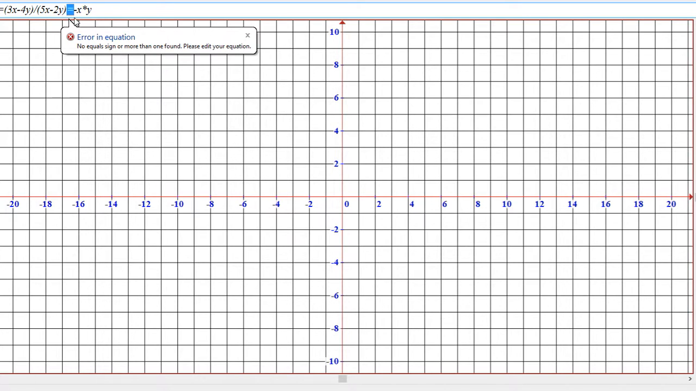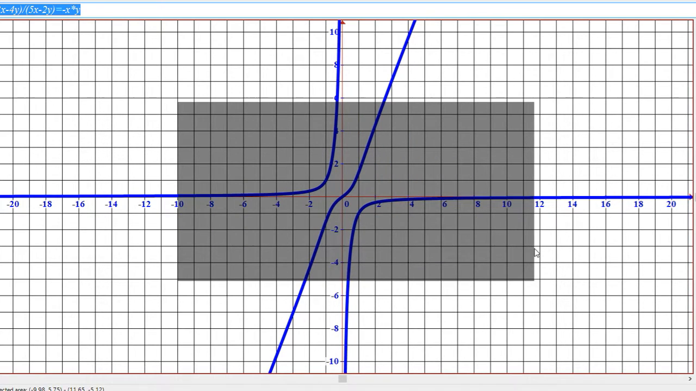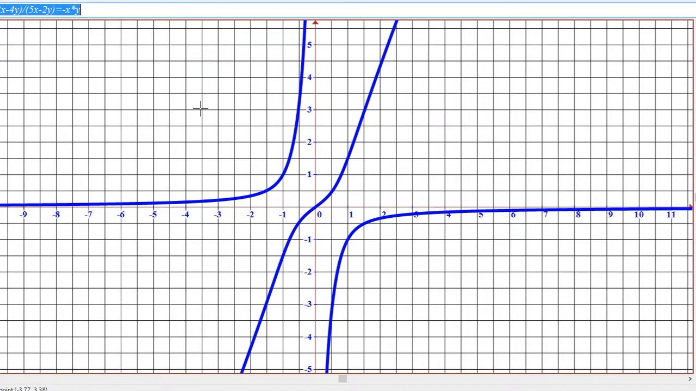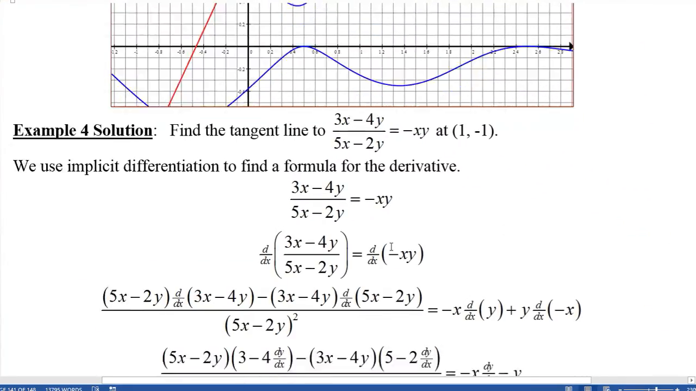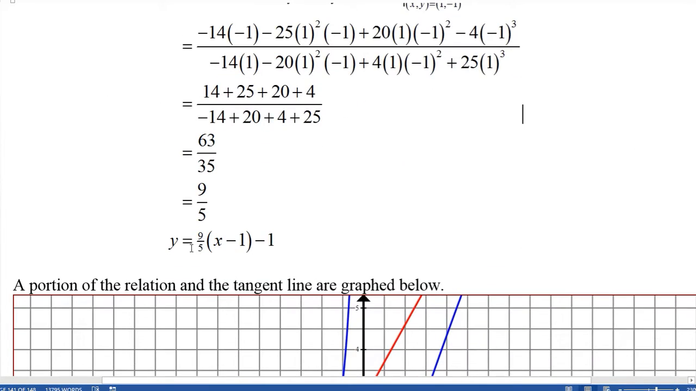Whoops, let's see. Oh, there's no y equals. Sorry. There we go. There's the correct graph. Let's maybe zoom in a bit here. Okay, and then the tangent line that we should have, let's see if I get the right tangent line now. Going back to here, the tangent line we came up with, the correct one is 9/5 x minus 1 minus 1.